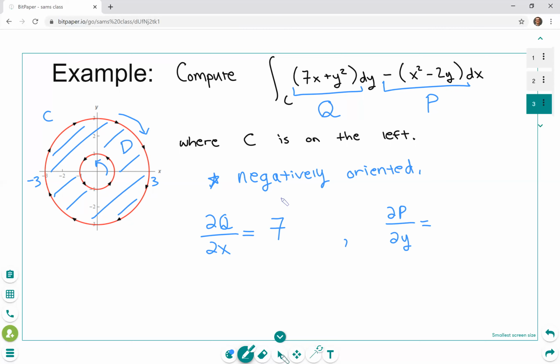Right, these partial derivatives are never going to go away. Okay, so we have to include this negative here. This negative is part of P, because in the formula we have P dx plus Q dy. Okay, so there's not normally a negative there. We have to include that. So we get negative x squared plus 2y. Derivative with respect to y is plus 2. Okay.